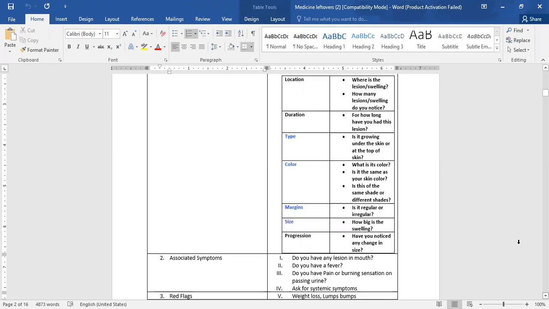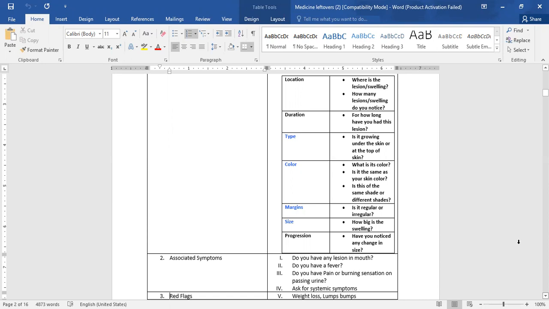And then ask about the margins as well. Is it regular or irregular? What's the size of it? Have you noticed any change in the size of that or not? And then ask about the associated symptoms. Whenever there is a lesion, a rash on the body, or any kind of discharge from the private parts, you need to ask, do you have any lesion in the mouth? Do you have fever?